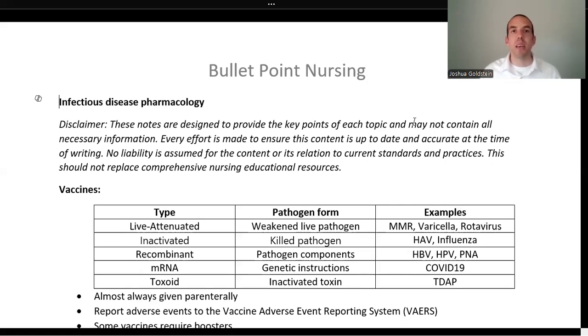When a person has a bad reaction to a vaccine, it is mandatory to be reported by you or another healthcare provider on the case. And that is reported to a joint hotline that's run by the FDA and the CDC. It's called the Vaccine Adverse Event Reporting System.